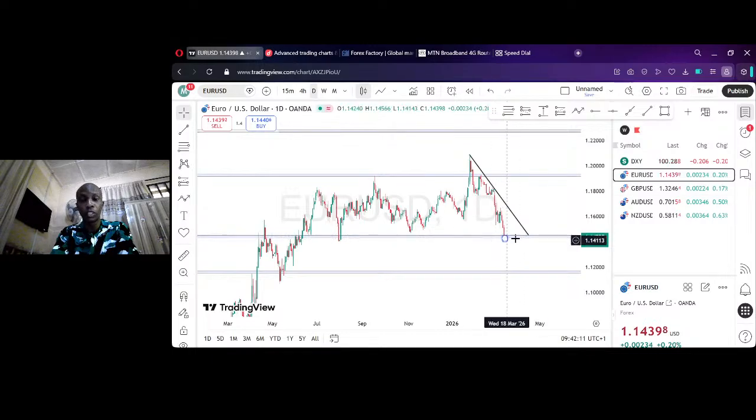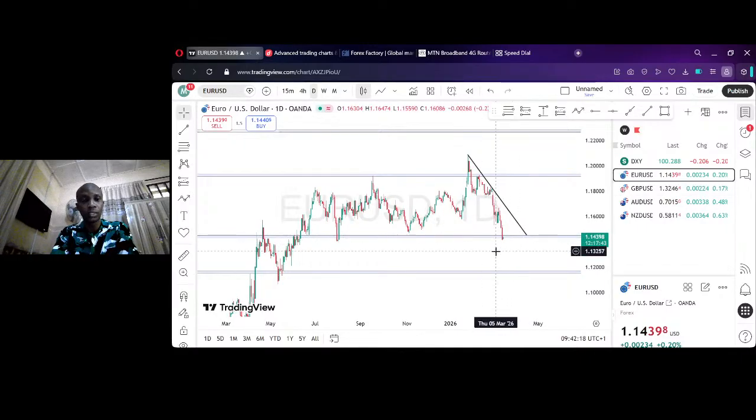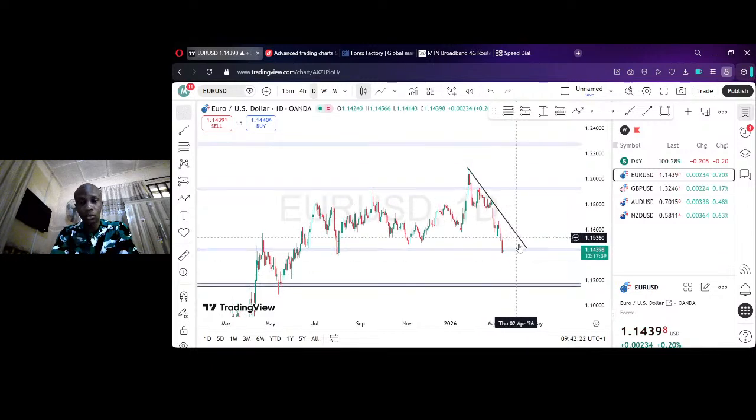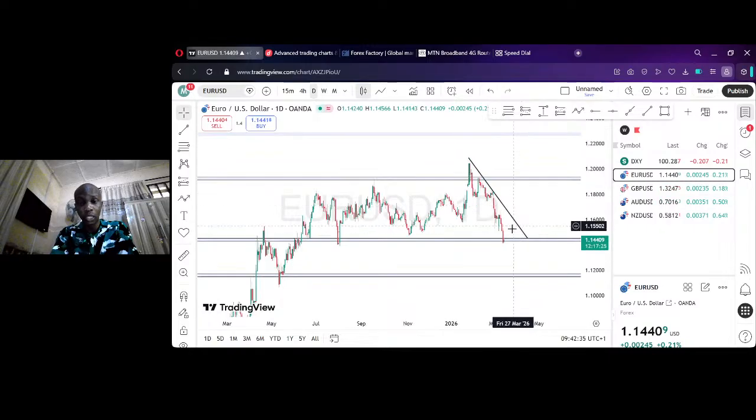And if this support level can be cleared off properly, we should see the Euro USD pushing back down. But if price can turn around right here on this support level to form a base, to form a trend reversal to the upside, price will attempt this resistance level again. But for now, we just have to see.